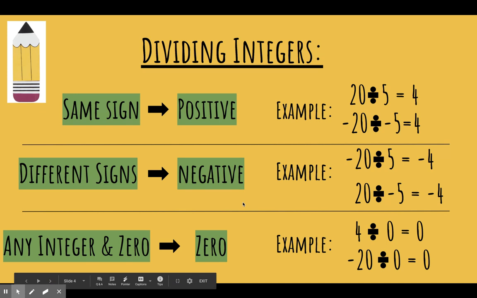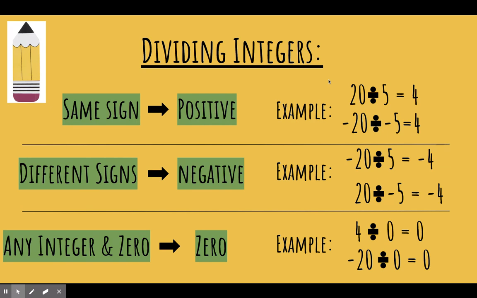Like she said in the video, they're going to be the same. So if you have same signs, your answer is positive. Your example is 20 divided by 5 equals 4. You have positive 20 divided by positive 5. That equals a positive number. Then we have negative 20 divided by negative 5. That also equals 4. A negative and a negative equal a positive.